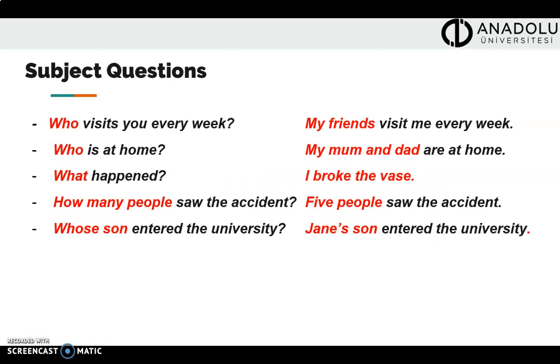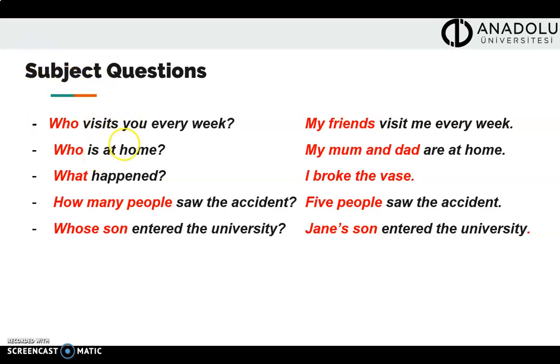Now let's see the subject questions. We ask subject questions if we want to learn something about the subject of the sentence. But be careful, this type of question is very different from the other types. For this type, we use the question word, but we don't use an auxiliary verb because we don't know the answer, we don't know the subject, and there is no subject because we don't know the subject.